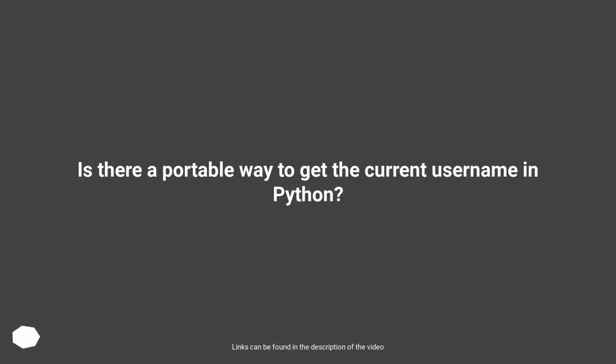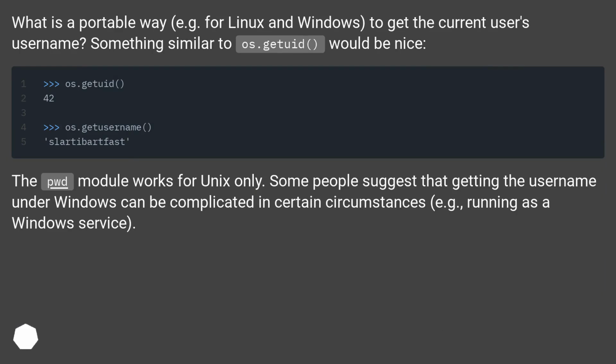Is there a portable way to get the current username in Python? What is a portable way, for example for Linux and Windows, to get the current user's username? Something similar to os.getuid would be nice. The pwd module works for Unix only. Some people suggest that getting the username under Windows can be complicated in certain circumstances, for example, running as a Windows service.